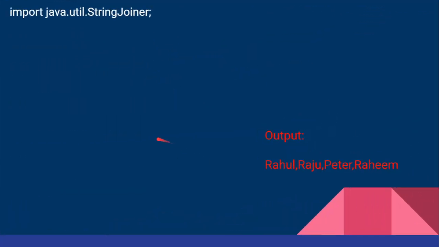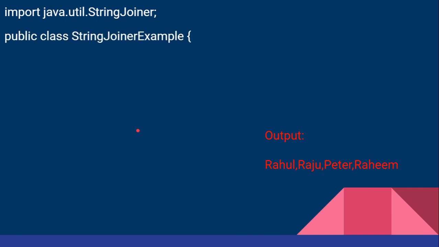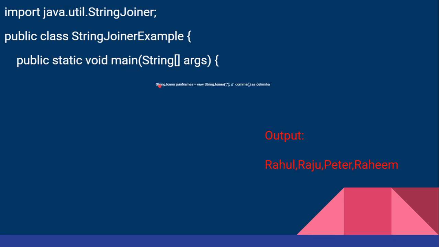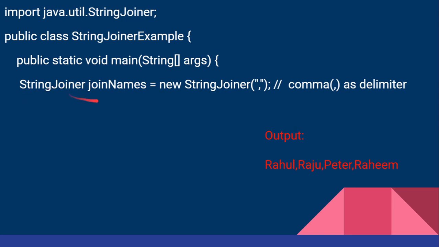Let us see an example of how to use the string joiner class. So import java.util.StringJoiner, public class StringJoinerExample. This is the name of the class, StringJoinerExample, and we are coming into the main method, public static void main, String args, StringJoiner joinNames. So here joinNames is the object of the StringJoiner class, and we can see the syntax or the rule to name the class.